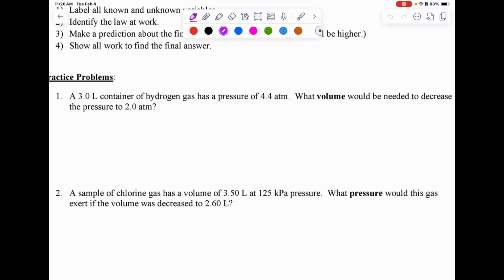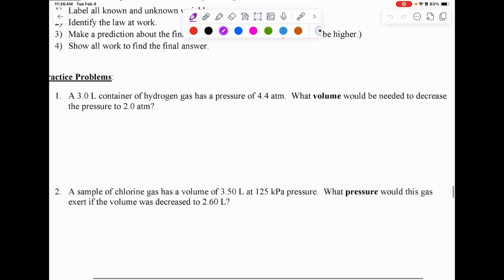I am going to label everything in this problem. So very first thing is a 3-liter container. Anything that has liters is going to be volume. All right. So particularly, I'm going to put V1, volume 1. A 3-liter container of hydrogen gas has a pressure of 4.4 atm. So obviously this tells us this is pressure. We're going to put pressure 1.